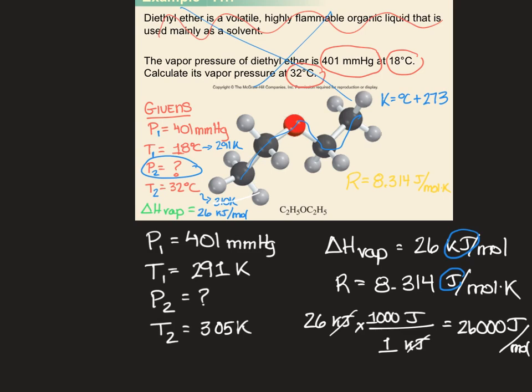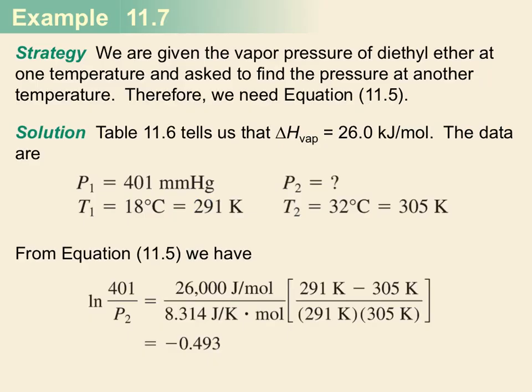And I go, does that make sense? Well, my temperature increased from 291 to 305. I saw an increase in temperature, so I should see an increase in pressure. And I did, from 401 to 656 millimeters mercury. Up. All right, here. Heat of vaporization for this is 26 kilojoules per mole. So I'll come back to this.